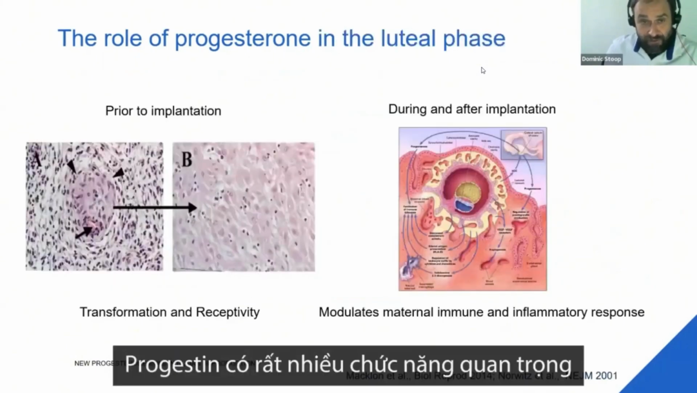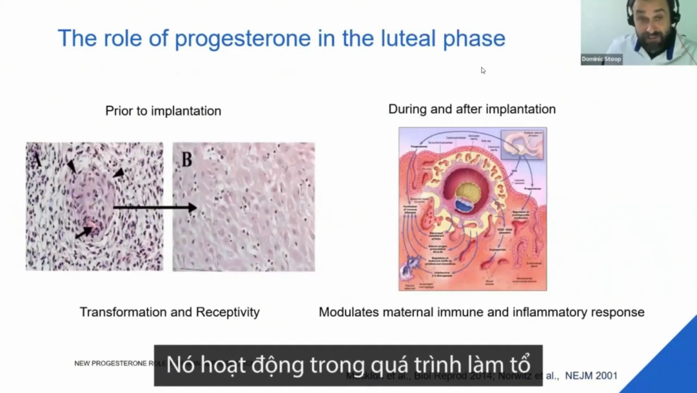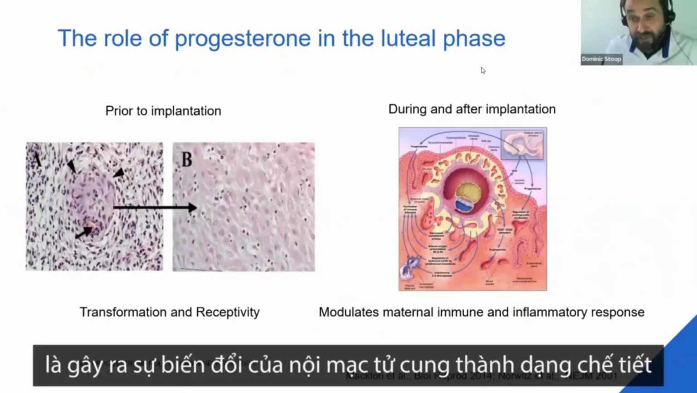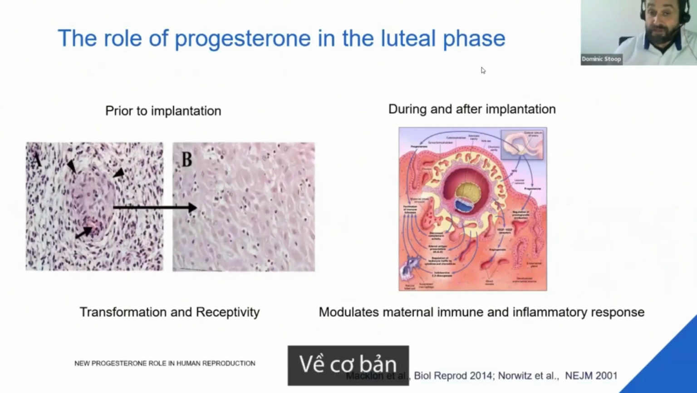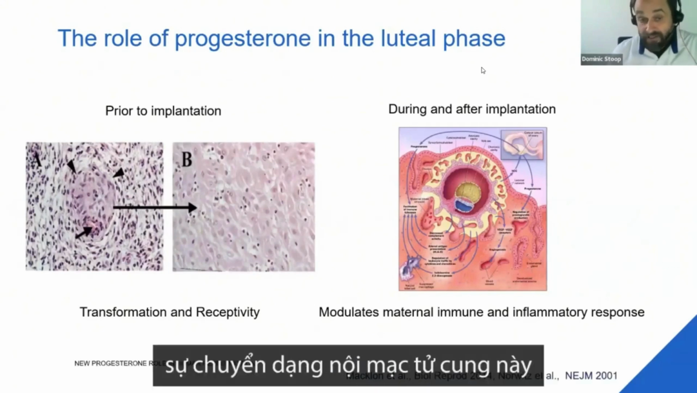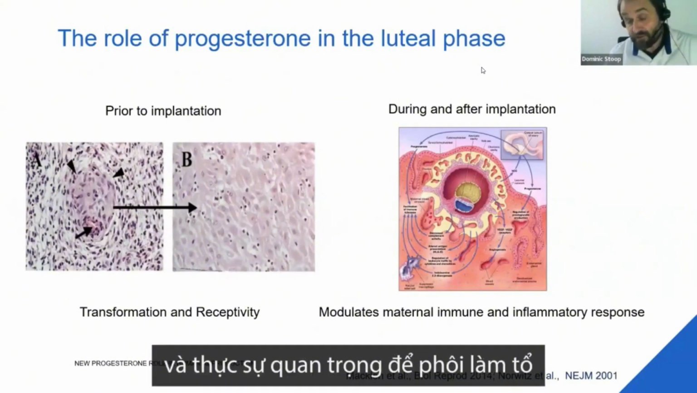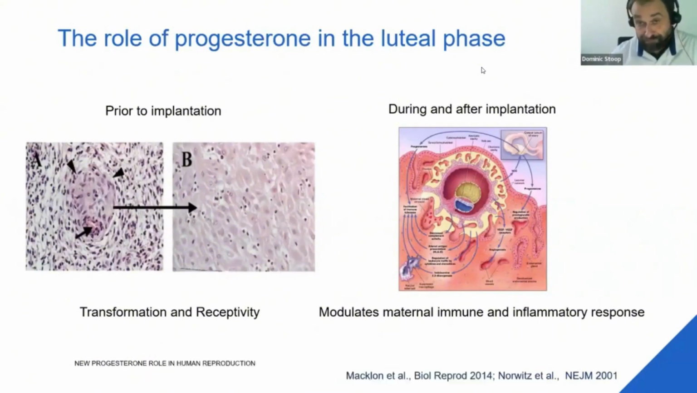What is progesterone doing? Progesterone is doing a whole lot of things. It works on implantation in many different ways. The most obvious one is a transformation of the endometrium to a secretory endometrium, which is basically ready for implantation. This causes the receptivity, and is really crucial for the embryo to implant.